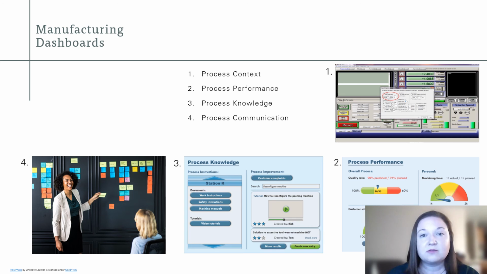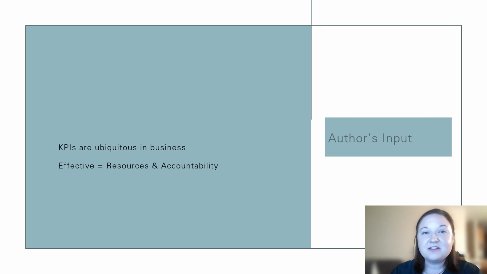And lastly, a quick note for myself. From the literature, it's quite evident that KPIs are ubiquitous in business. Everybody uses them, and they're a great tool for tracking and trending where you want to go for your business. But the key to having effective KPIs is making sure you have the resources allocated to tracking, trending, and improving those KPI buckets that you looked at, and also holding people accountable for reaching the goals you want to obtain.